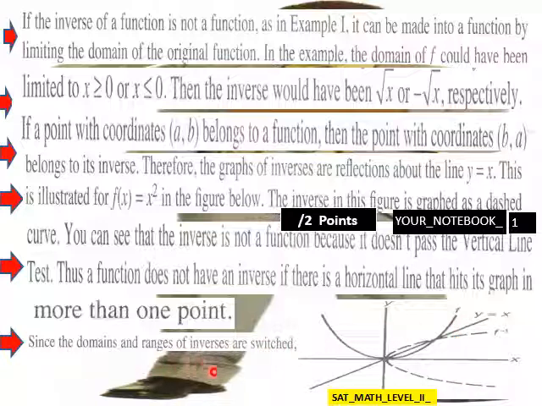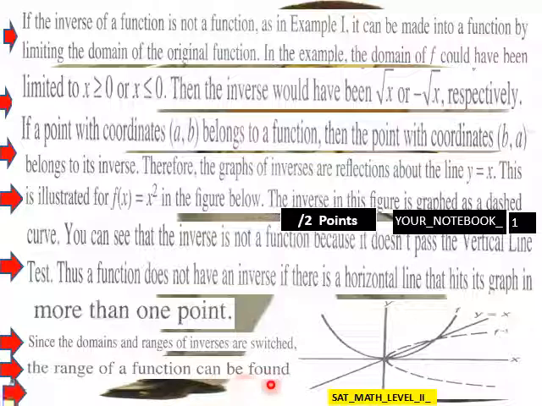Since the domains and ranges of inverses are switched, the range of a function can be found by finding the domain of its inverse. That's kind of a convoluted way of finding domain and range, but you can use it that way. Like if it was just greater than 0, then this part of it would be a function, but when you add this to it, it makes it a non-function.